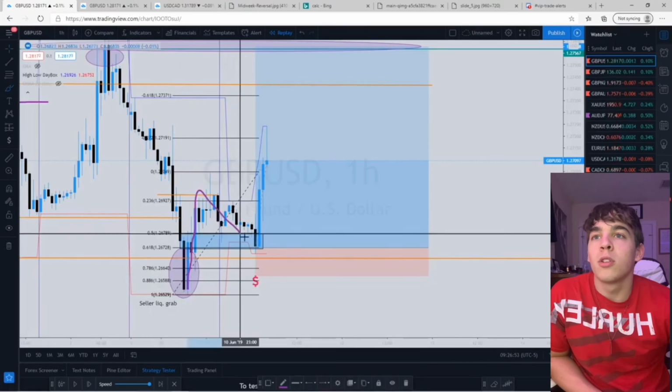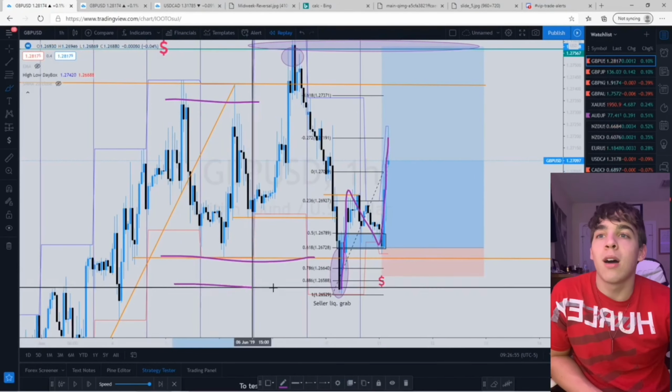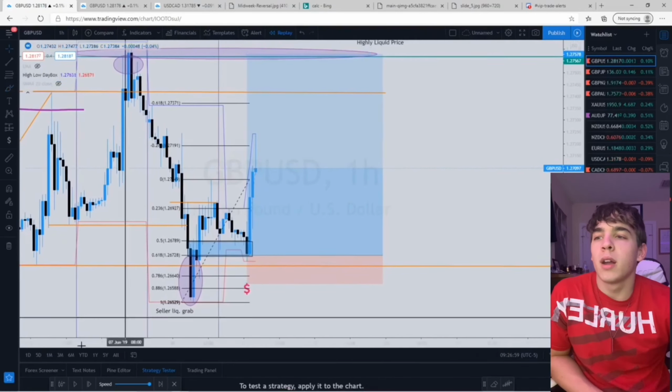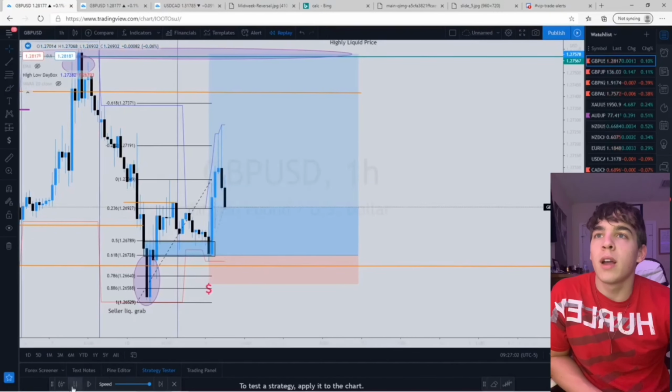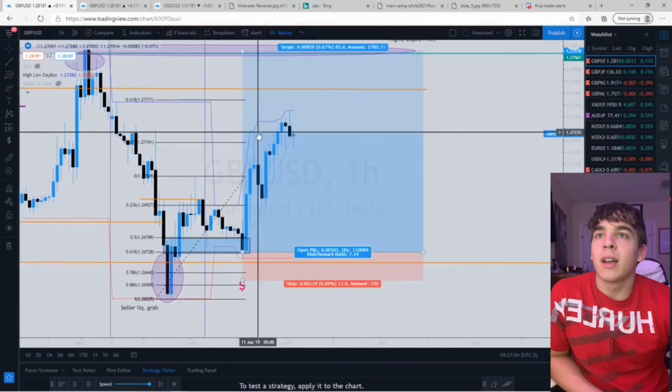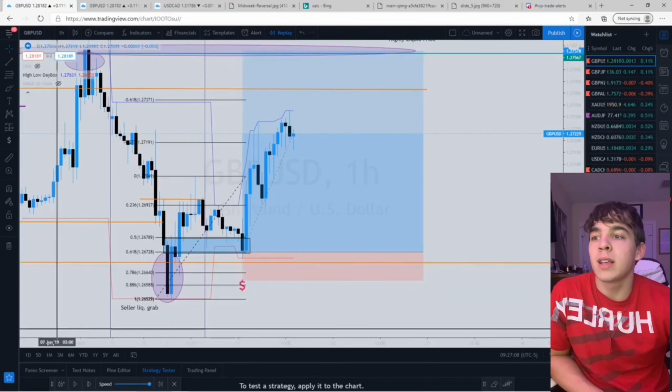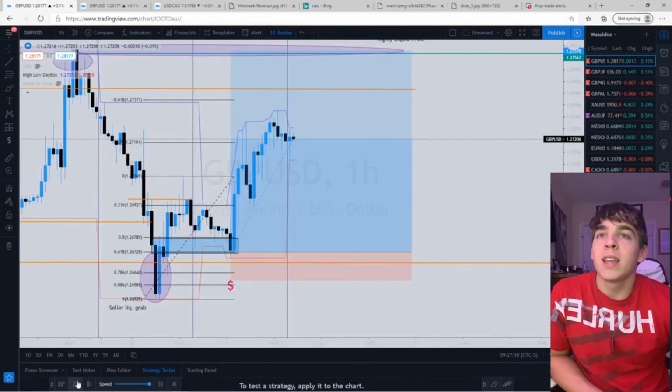Simple impulse, correction, impulse, based off of the fake out of retail selling money around this level. And you can see this was very, very clean. And then you have to see rejection. A lot of traders are thinking this is the low of the day relative to this previous high. So you're just taking one day at a time.